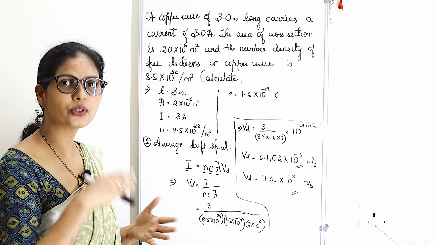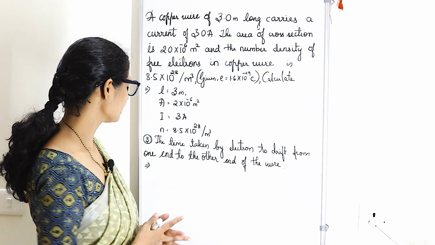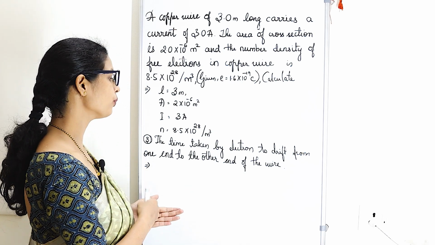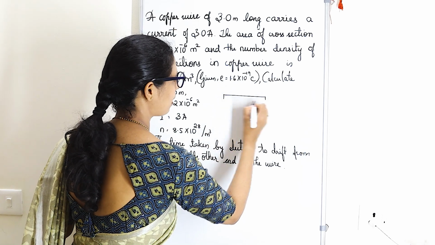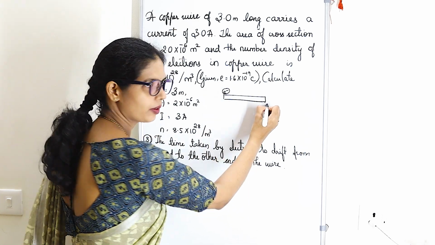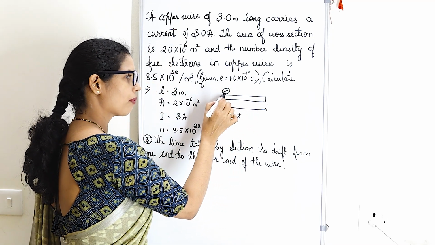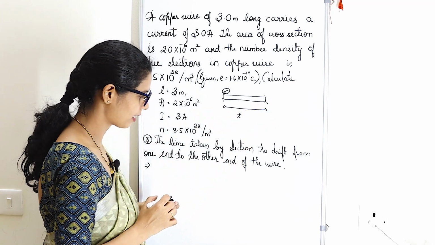Then we'll move to the next sub question here. The next sub question says: the time taken by an electron to drift from one end to the other end of the wire. So if this is the copper wire and the electron has to drift from here to here, what is the time taken by the electron to travel from here to here? So, one end to the other end.